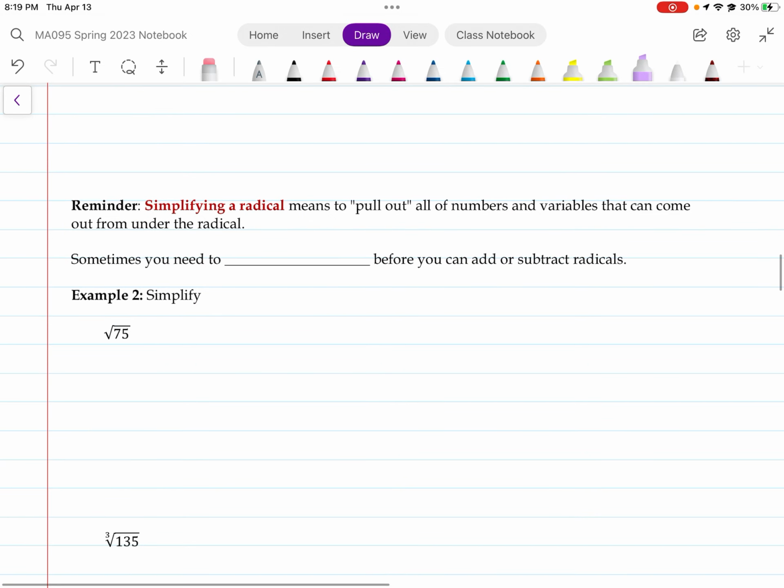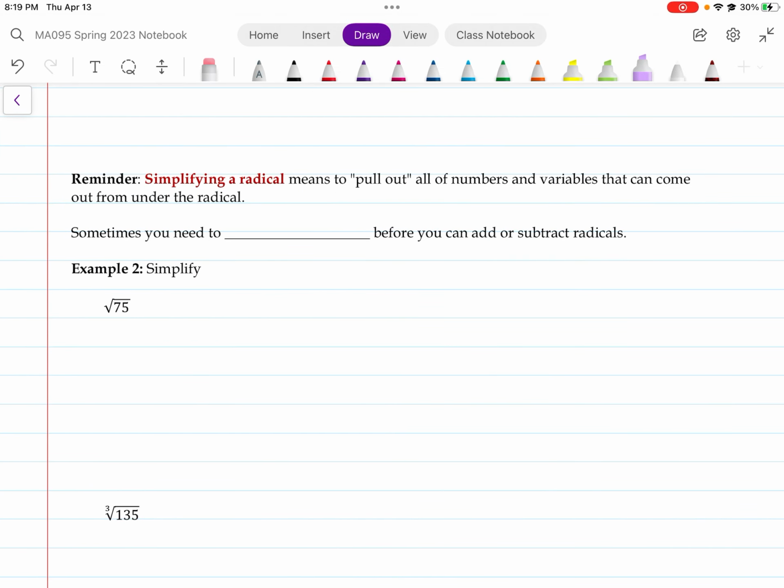All right, so simplifying a radical means to pull out, that's what I call it, pull out all the numbers and variables that can come out from under the radical. If you have a square under a square root, you pull it out, it becomes an x. If you have a perfect cube underneath a cube root, you pull it out, it becomes an x. If I had 2 to the 5th under a 5th root, I would pull it out, it would become a 2. So that's what I mean by pulling out. Sometimes you are going to need to simplify before you can add and subtract.